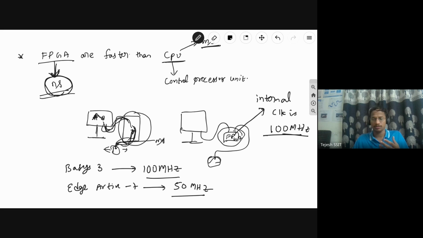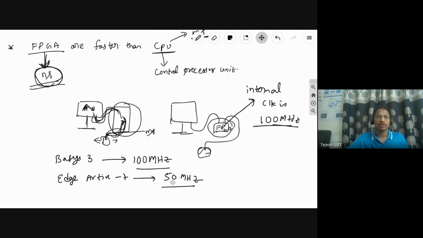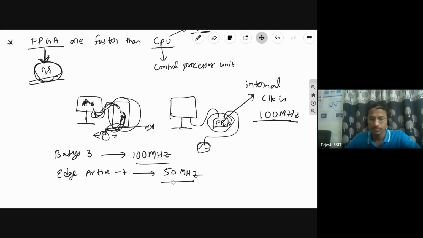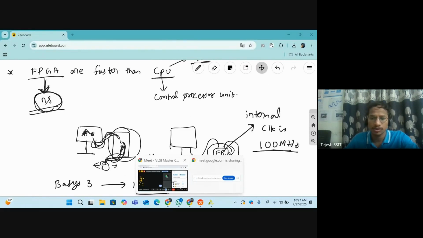Like humans, every person has different capabilities and a different mindset. In the same way, every FPGA board has a different internal clock and different peripherals and external connections. So, have all of you understood that FPGAs are faster than CPUs? Can you please tell me?